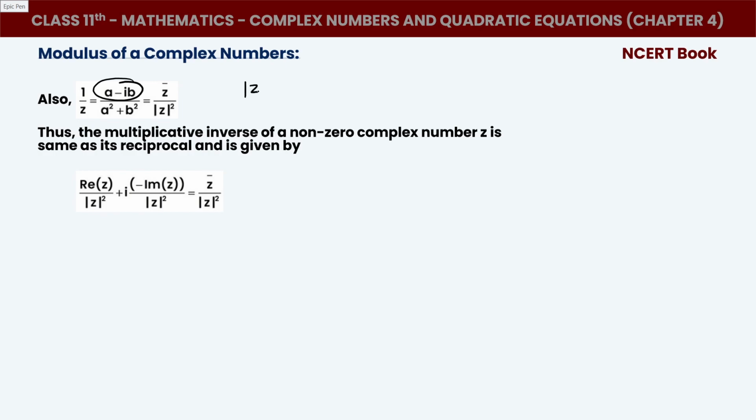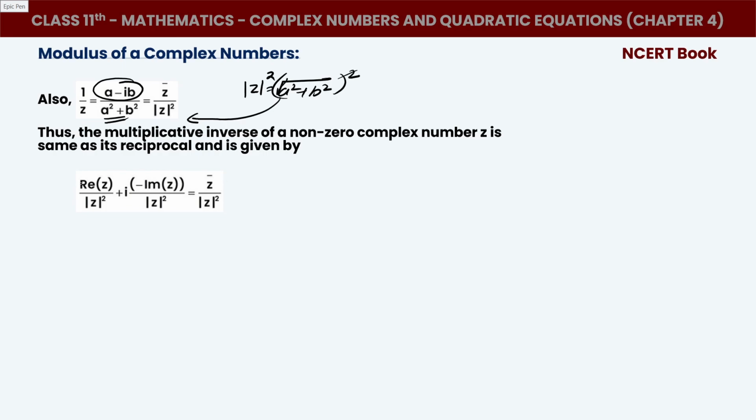We said, what is modulus of z? The formula is under root of a square plus b square. Now you have squared it, so we take the square here also, and this is a square plus b square. So can I write this a square plus b square as modulus of z square? Thus, the multiplicative inverse of a non-zero complex number is the same as its reciprocal. We can consider the multiplicative inverse as its reciprocal only.